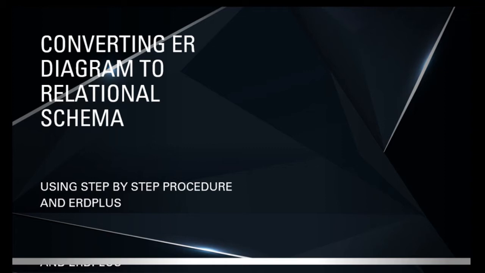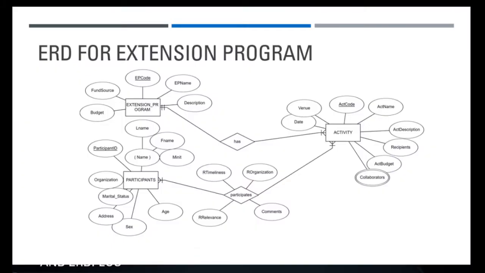using ERDPlus. Considering our previous example of our ERD, we have our extension program, our activity, and our participants as our entities, and each entity has attributes and also relationships. And these entities also have cardinality ratios and participation constraints. So let's go now to the step-by-step process in creating the relational schema.